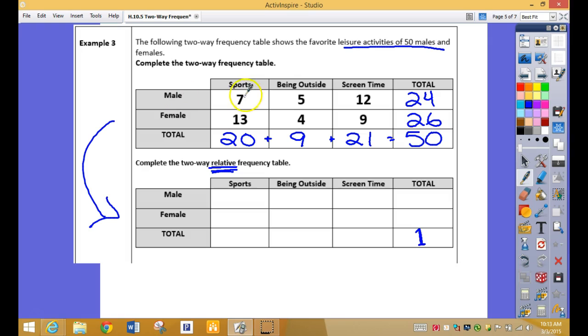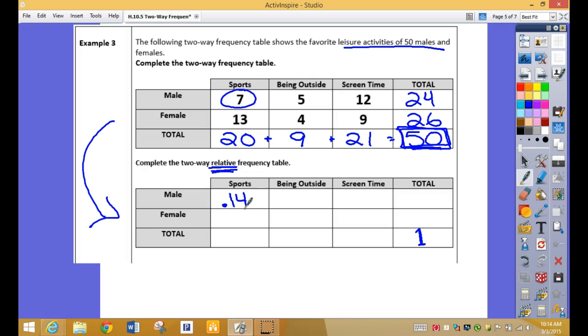So now we take this one. Male that likes sports is 7. 7 out of how many? 24. Out of a total of 50. So on your calculators, you take 7 divided by 50, 0.14.